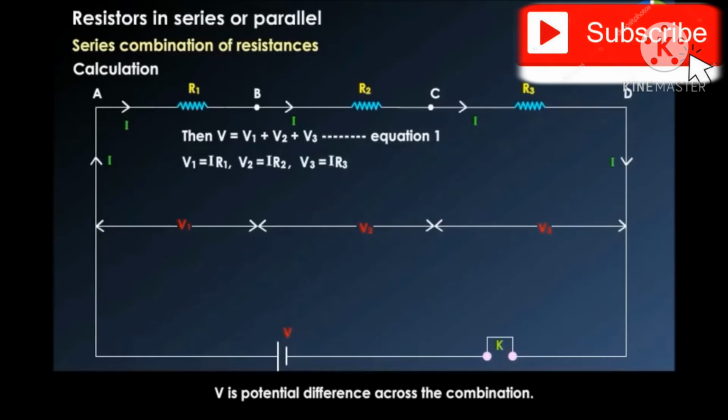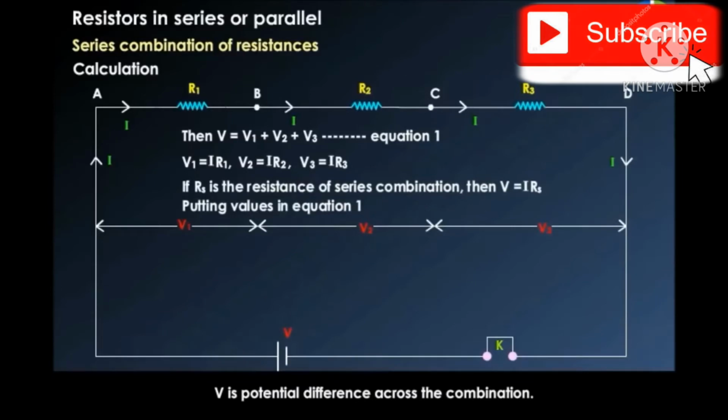Then V1 is equal to IR1, V2 is equal to IR2 and V3 is equal to IR3. If Rs is the resistance of the series combination, then V is equal to IRs. Now put this value in equation number 1. The equation becomes IRs is equal to IR1 plus IR2 plus IR3. By cancelling the same current I, we get Rs is equal to R1 plus R2 plus R3.